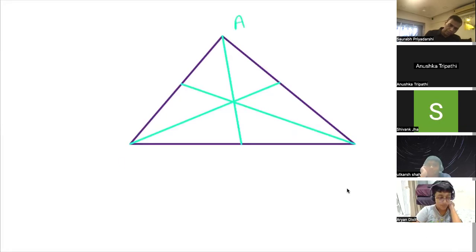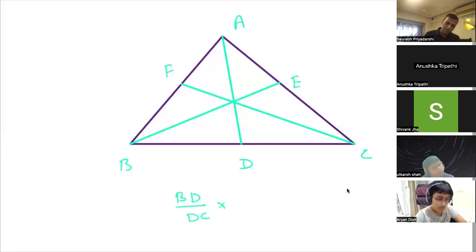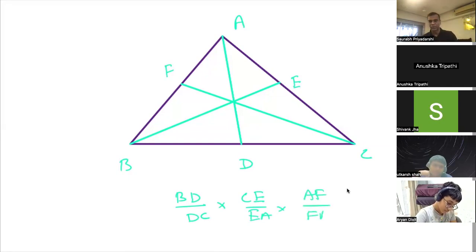A, B, C, D, E, and F, right? We know that this is the Ceva's theorem: BD by DC into CE by EA into AF by FB is equal to 1. This is Ceva's theorem, right? All of you know this.